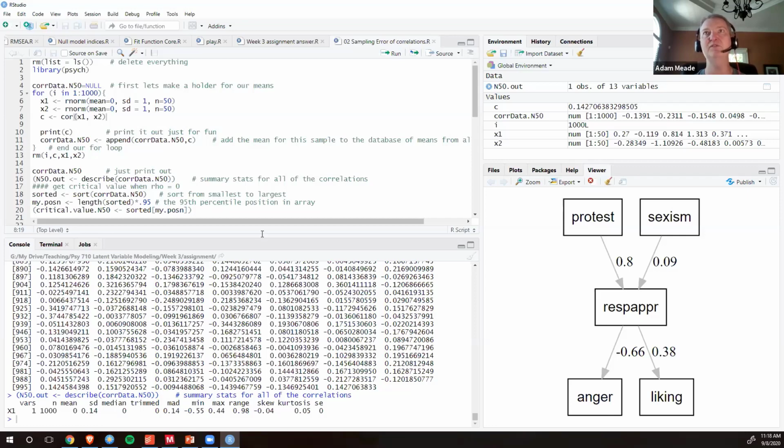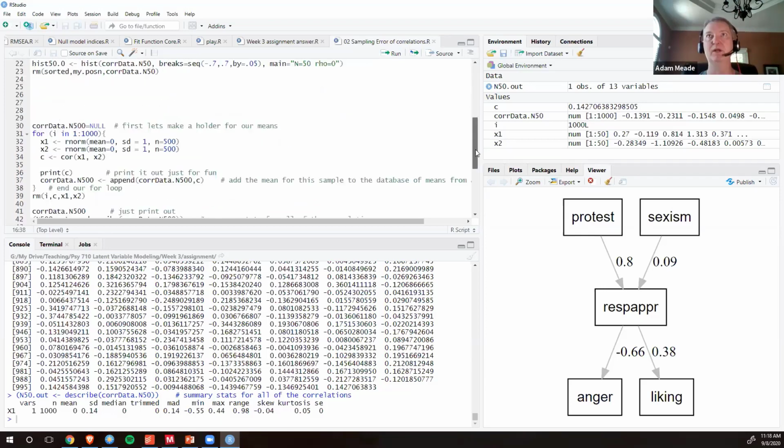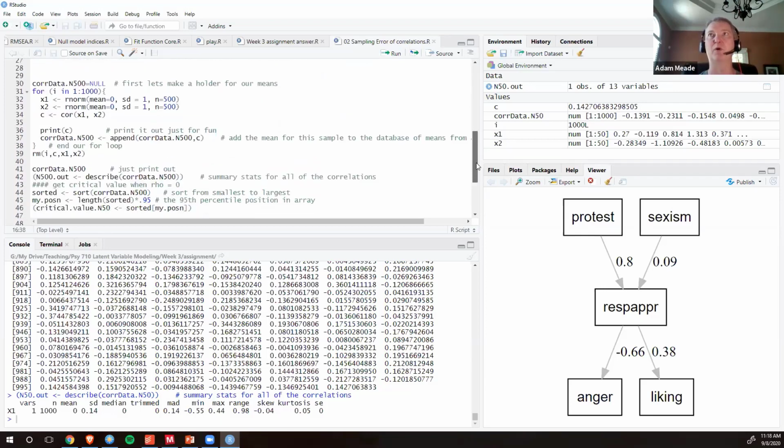So this is sampling error, right? And I don't have it plotted here, but if I plotted it out, it would be a normal distribution with the mean at 0. I'm going to plot it down here later on, actually. So let's take a look then. That's a great segue. What I want to do now is run the same exact thing, but instead of N50, I'm going to make N500. So let's take a look at what happens there.